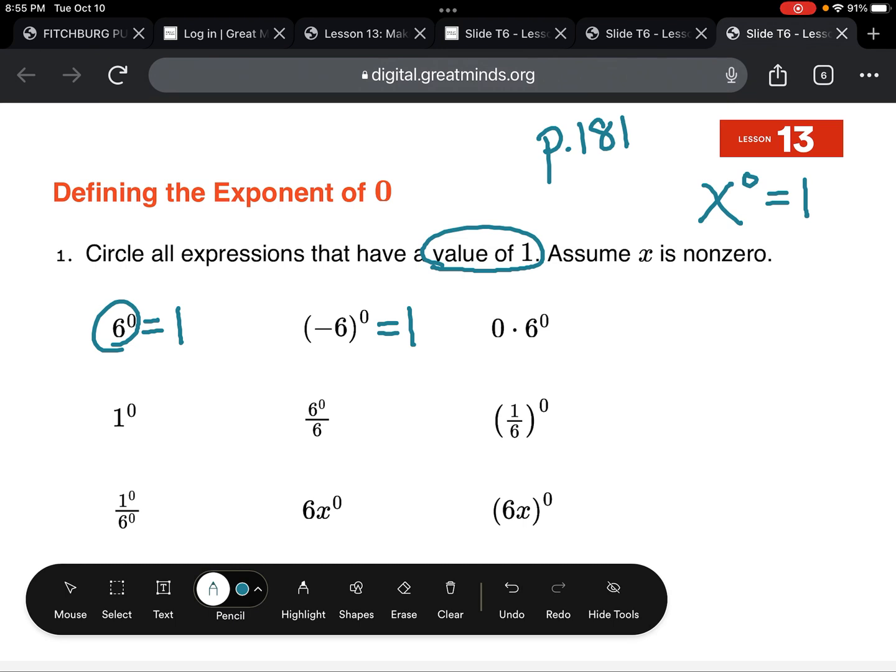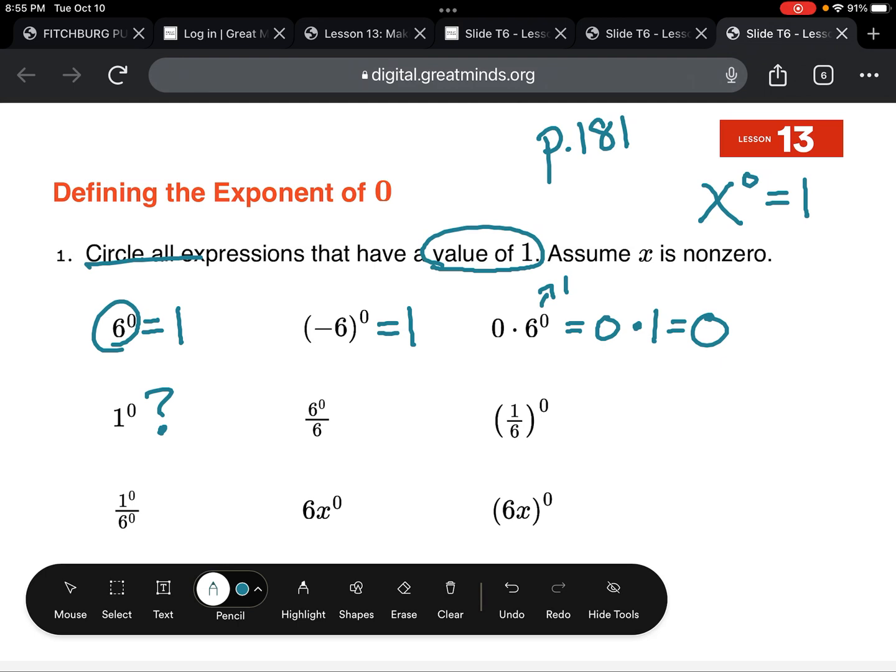Here we can simplify. We have 0 times 6 to the 0 power. So we can say that is equal to 0. 6 raised to the 0 power is equal to 1. So we have 0 times 1. What is 0 times 1? Well, that's 0. We are only supposed to circle expressions that have a value of 1. So we would not circle that one. I'll let you guys figure this one out on your own. Should you be circling that one or not? 1 raised to the 0 power.